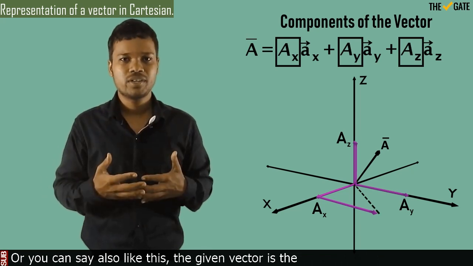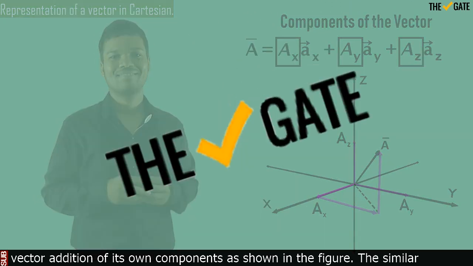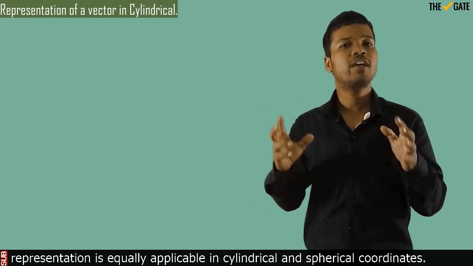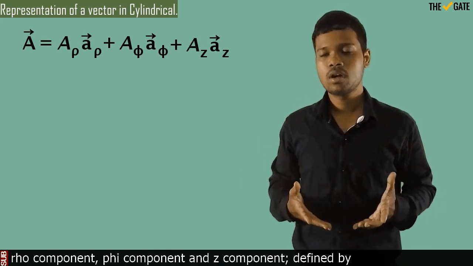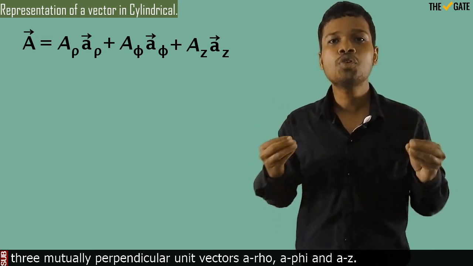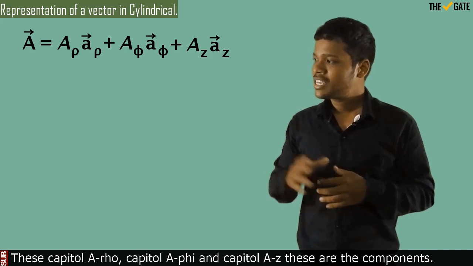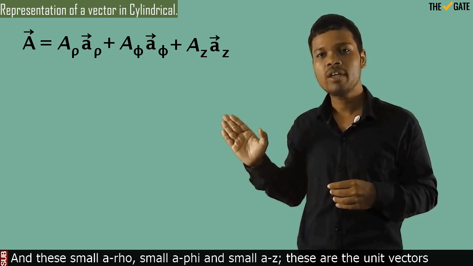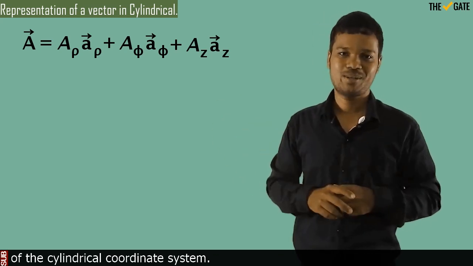Or you can say it like this: the given vector is the vector addition of its own components as shown in the figure. The similar representation is equally applicable in cylindrical and spherical coordinate systems. In a cylindrical coordinate system, any vector will have three components: rho component, phi component, and z component, defined by the three mutually perpendicular unit vectors a rho, a phi and az. These capital A rho, capital A phi and capital Az are the components, and these small a rho, small a phi and small az are the unit vectors of the cylindrical coordinate system.